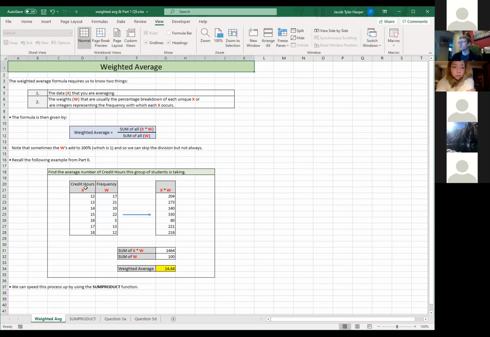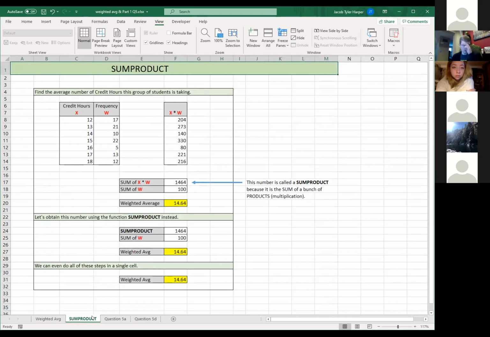A weighted average is really nice because that way I don't have to do 12 plus 12 plus 12 17 times, and then plus 13 plus 13 plus 13 21 times. I can just go straight to the answer by using their weights, which is really nice. Okay, I want to show you a little bit of a shortcut of how to get this answer using a brand new function. This process here, where we multiply each pair and then add them up, is called a sum product.